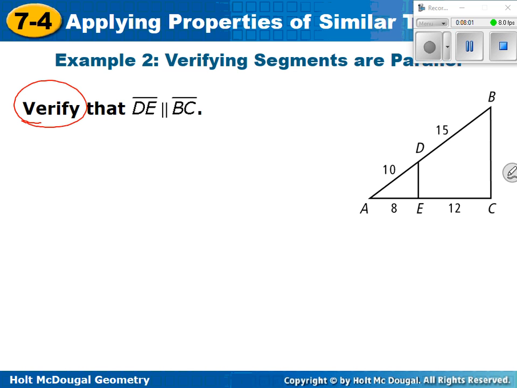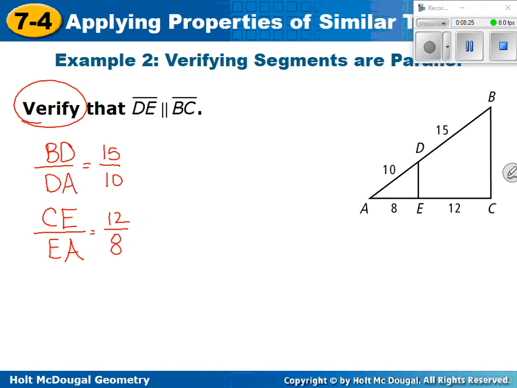So which sides could I compare here? So I'm going to do BD over DA, which is 15 over 10. And then I'm going to check CE over EA, which is 12 over 8. And I'm trying to see, are these proportional? Do they reduce to the same fraction? So again, it's part over part and part over part. Checking to see if those do reduce to the same fraction.